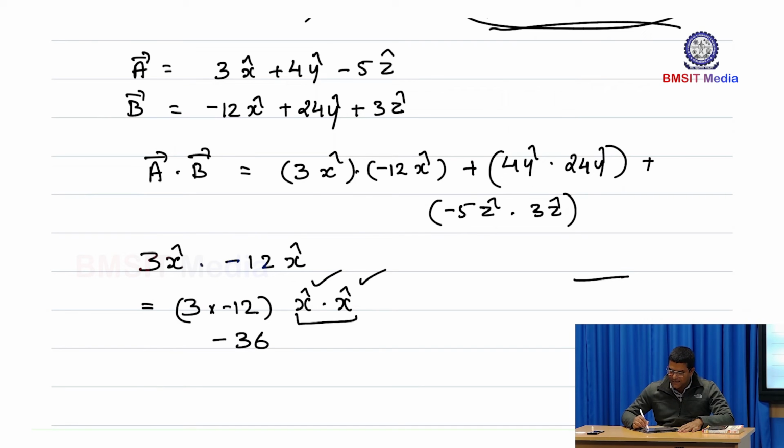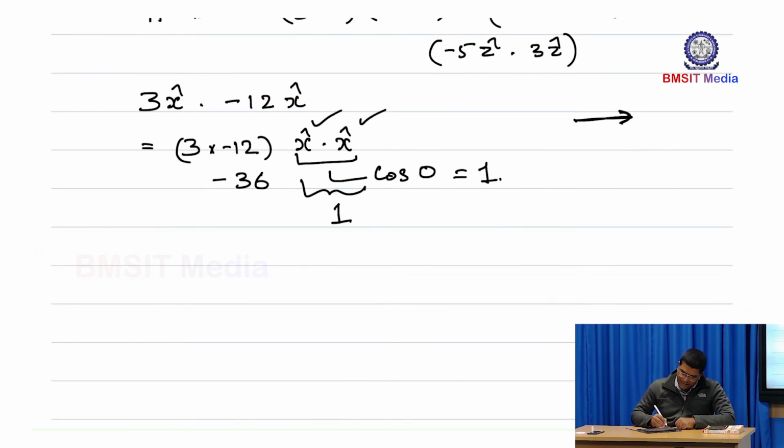So if you consider x cap and x cap, 2x cap, the angle between that is 0. So that means the cosine of 0 will become 1 there. So this entire term will become 1. So that means you can say this is equal to minus 36.